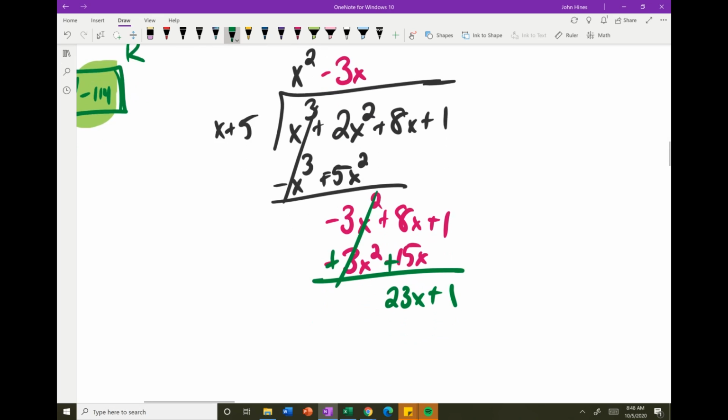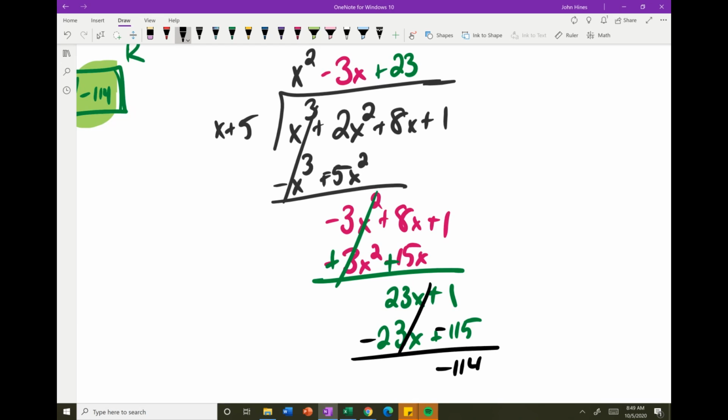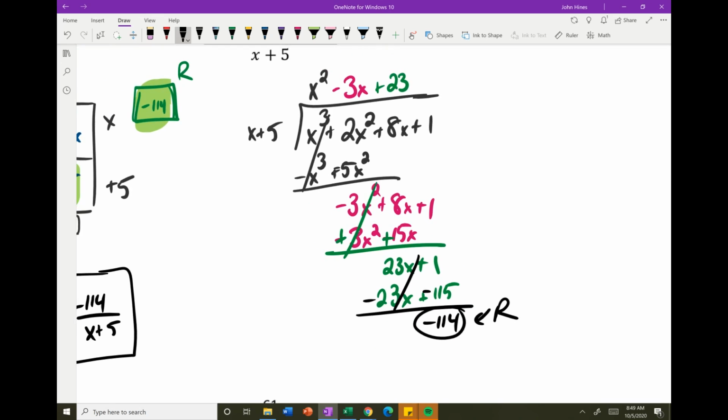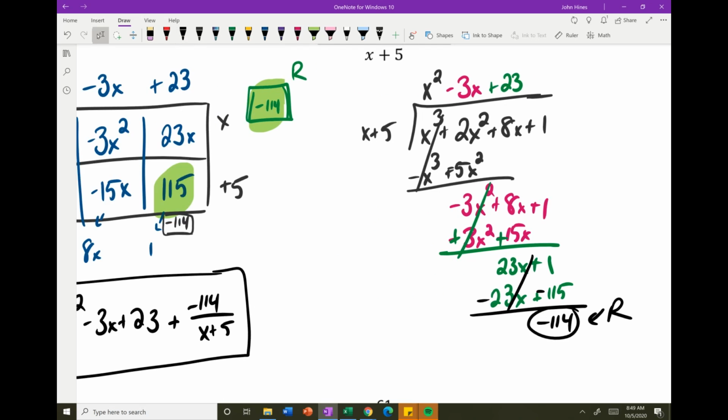All right, this is looking good because all these numbers look familiar to me because I just did this exact problem in a different way. 5 times 23 is 115. Change my signs to subtract, and I end up getting negative 114 as my remainder. So what I like about long division compared to reverse tabular, the one thing I do like about long division is it clearly tells you what the remainder is.